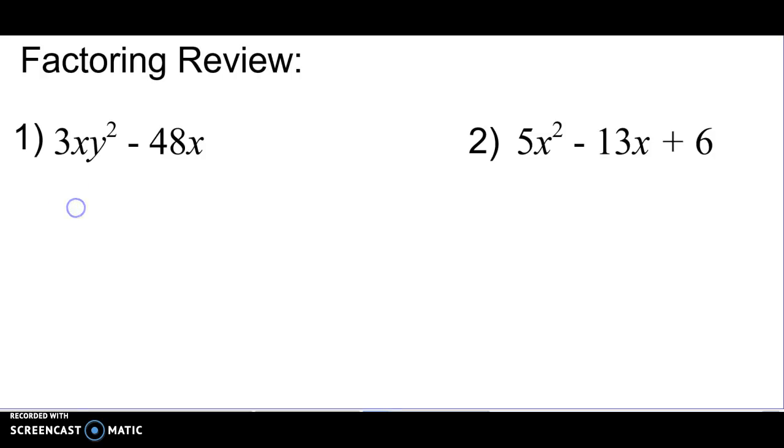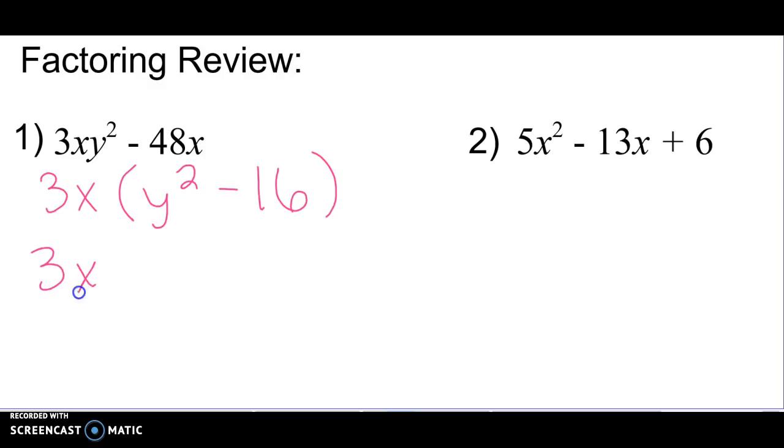A 3 and an x. So what's left on the inside? Negative 16, right? Okay. So once you have the GCF out, it looks like the difference of squares. Do you guys remember what the difference of squares layout is?